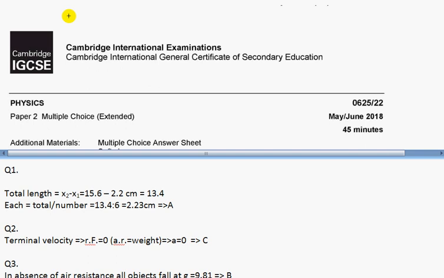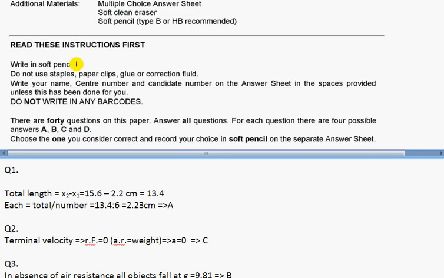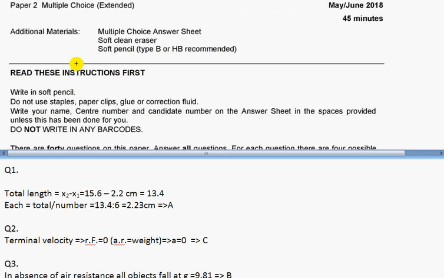Hello students, today we'll discuss Cambridge IGCSE Physics Multiple Choice Paper 22. It is paper 2, variant 2. So let's start. In this paper you should use a scientific calculator.